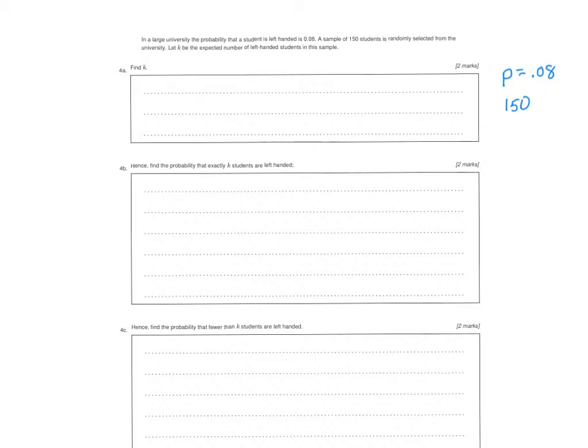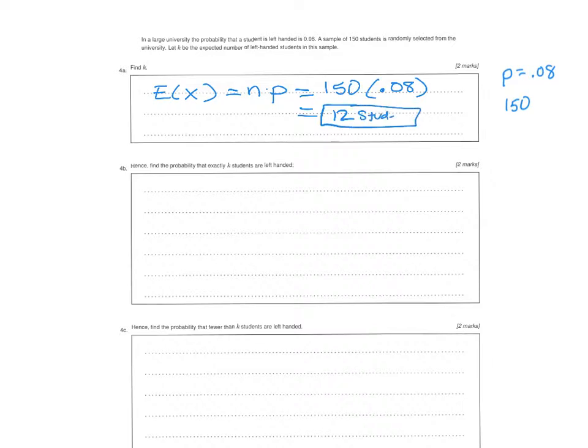There's a formula for the expected value for binomial probability, and it's n times p. The number of trials, or the number in the sample, times the probability of success, where left-handed is a success. So all we're going to do is just multiply 150 times 0.08. And that gives us 12. And I'm going to put 12 students to be really precise.